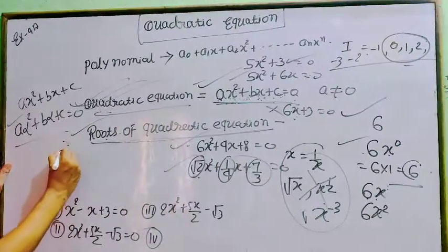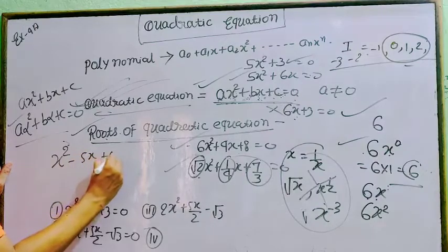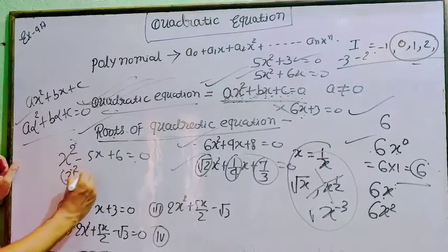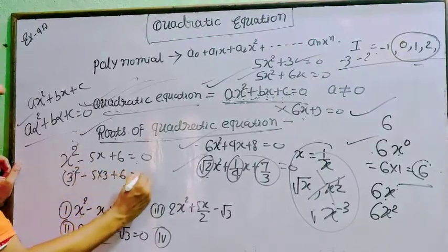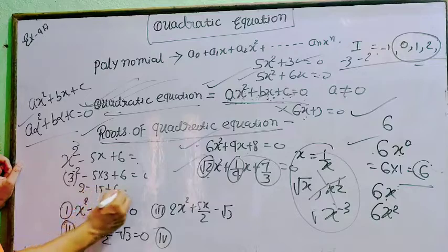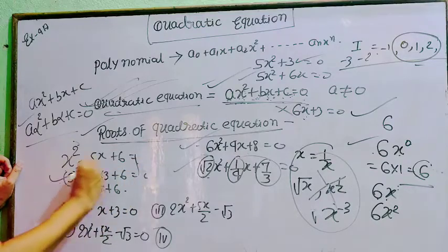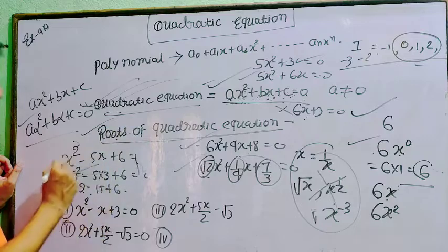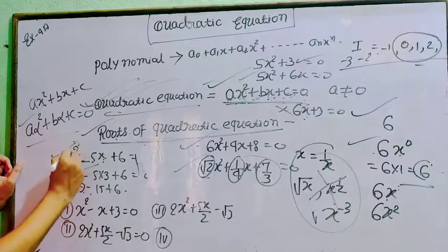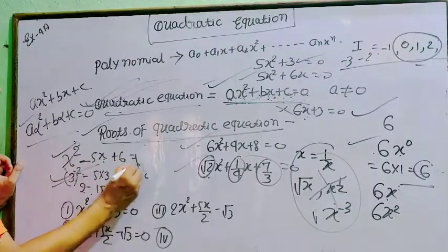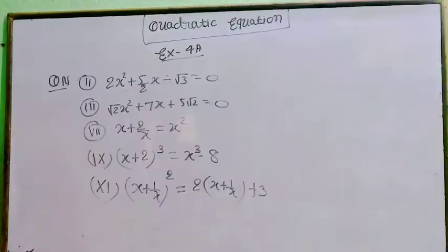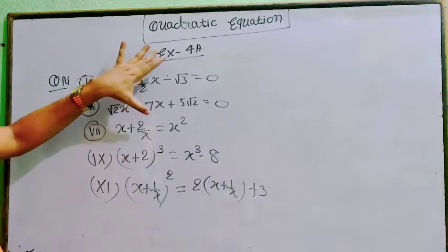Suppose x square minus 5x plus 6 is equal to 0. When you put the value 3 here, 3 square minus 5 into 3 plus 6 is equal to 0. So you write 9 minus 15 plus 6; 6 plus 9 is 15, minus 15, that is 0. Then you can say 3 is a root of the quadratic. 3 is a zero of the quadratic x square minus 5x plus 6. When you put 3 in the place of x and get 0, then 3 is a root of the quadratic equation. Now see some examples of exercise 4a.